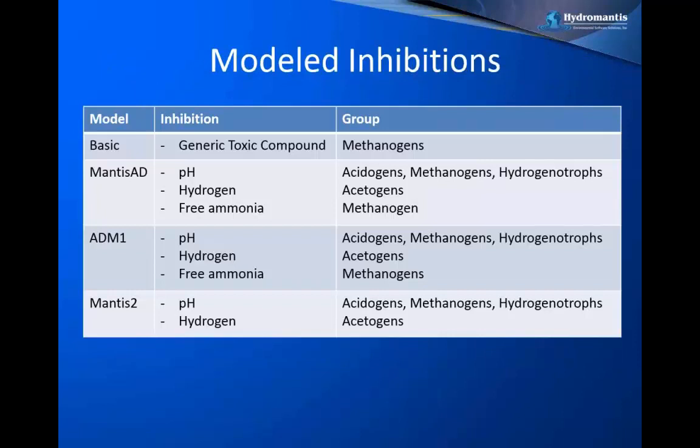So now, one question that normally is asked is what kind of inhibitions we are modeling in different models. In the basic model, we have a generic toxic compound which can inhibit the methanogen activity. In the MantisAD and ADM1, we are tracking the pH, hydrogen, and free ammonia inhibitions on different bacterial species here. For MantisAD, we have pH and hydrogen. We don't have the free ammonia inhibition of the methanogens at this stage for MantisAD.